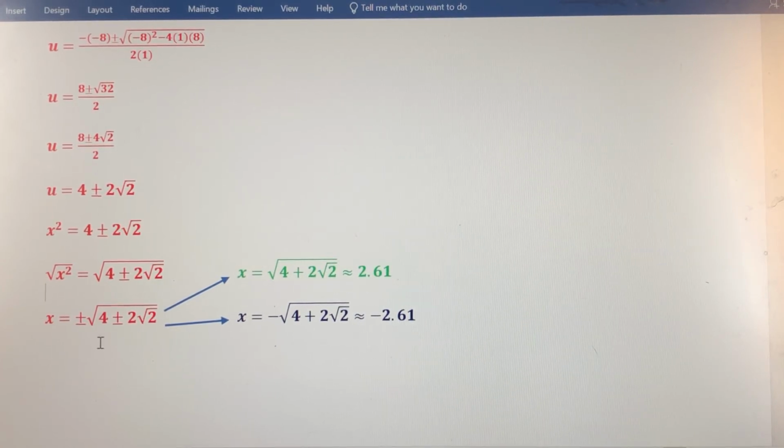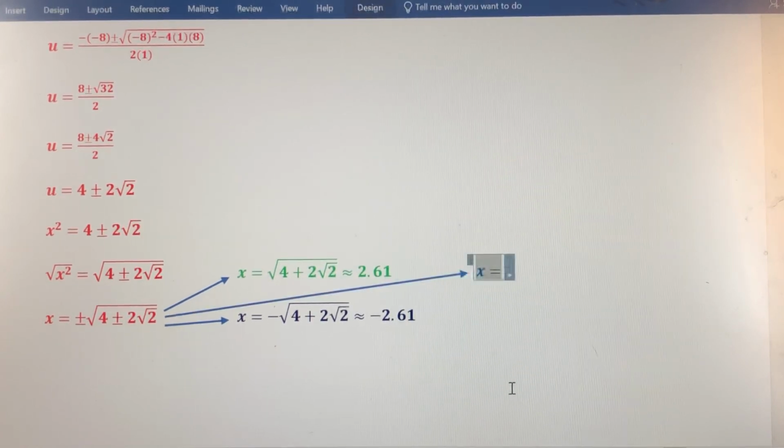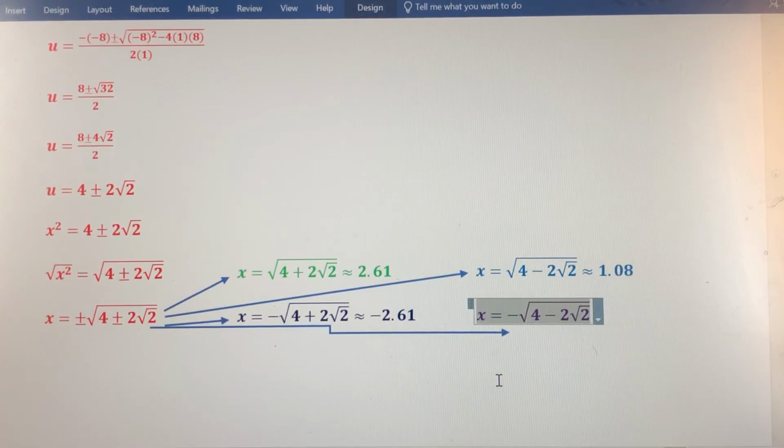So far we've dealt with both instances out here with positive values inside. Notice both of these were positive. Now we're going to do where the inside is negative. So I've got a positive out front and a negative inside. That would be my third exact answer. If I evaluate that with a calculator, I get approximately 1.08. And then the last solution is going to be where both signs are negative. The sign out front is negative, the sign inside is negative, so I get negative square root of 4 minus 2 radical 2.